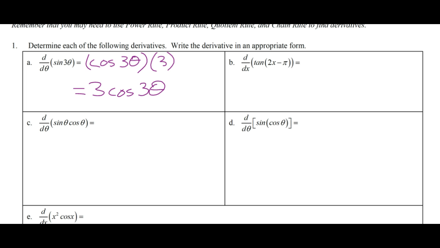Okay, so what's the first thing? I need the derivative of the outer function, which is tan. The derivative of tan is sec squared. So it's the derivative of the outer function with respect to the inner function. So it's sec squared of 2x minus pi times the derivative of the inner function, which is 2, which is equal to 2 times secant squared of 2x minus pi.